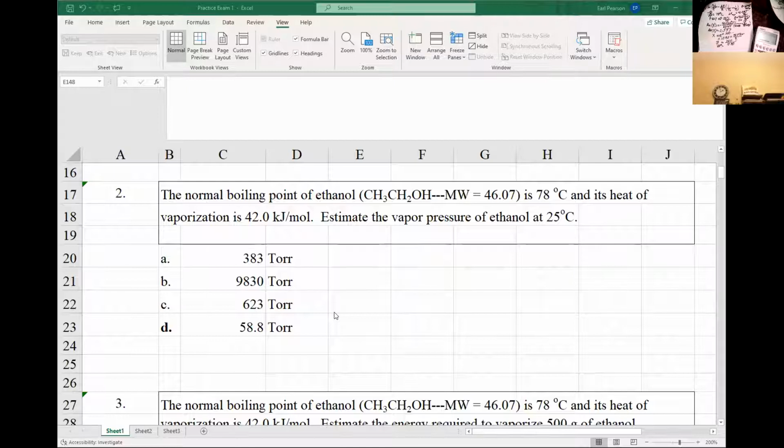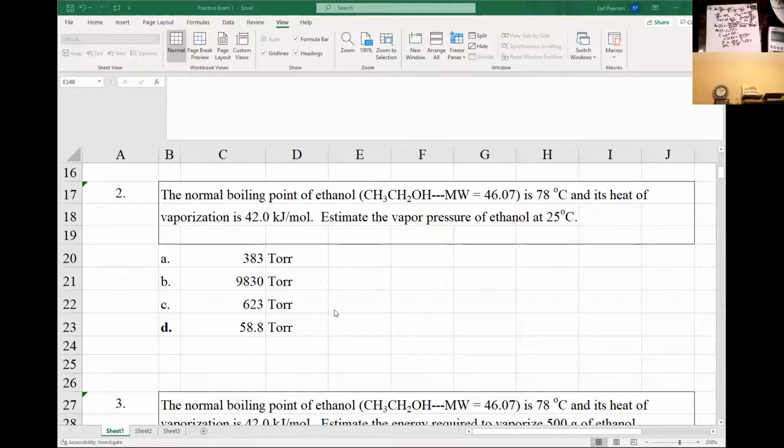What did I say? 58.9. Well, that's pretty good. That's what I got because I didn't carry the rest of the digits. The correct answer is showing 58.8.